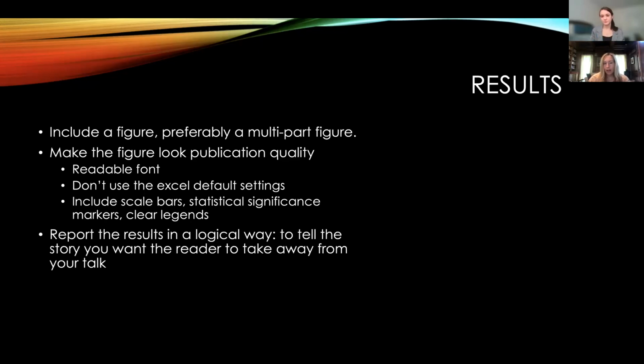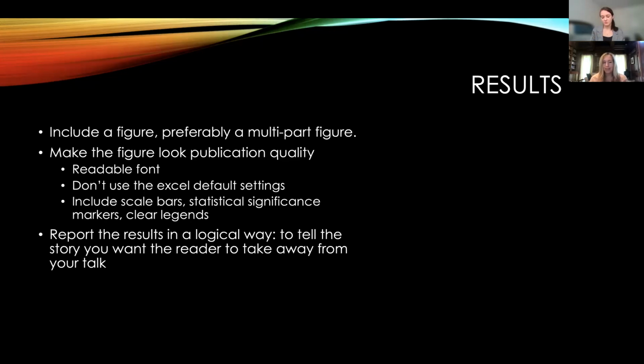And then the other aspect of results is reporting the results in a logical way to tell the story the way you want the reader to take away the story from your talk. So what I mean by that is the tendency, I think, for a lot of people is to present a research story in the way that you did it, right? So first I showed this, and then because I found this, I did this, and because I found this, I thought it'd be interesting to do this. And that's okay. That's a fine way to do it. And that might actually work well for your story. But I would encourage you to take your figures and take your data and say, but is it the most impactful way to present my data?